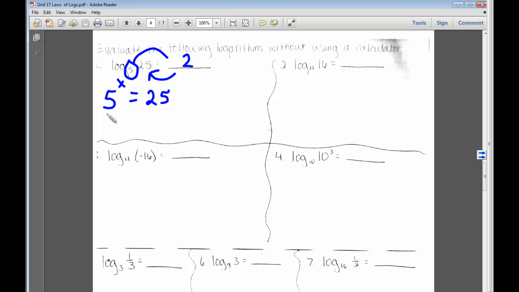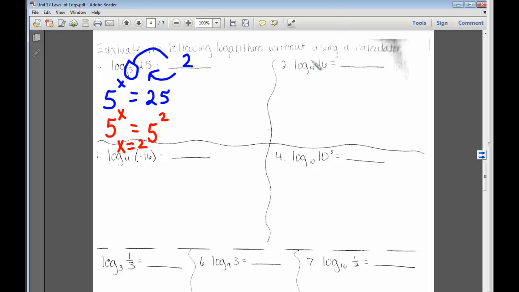If you don't remember, we just took a test and we had to rewrite to get the same base before we could solve. And I can rewrite this expression to be 5 squared. Once the bases are the same, we set the exponents equal to each other and solve. So x is equal to 2.